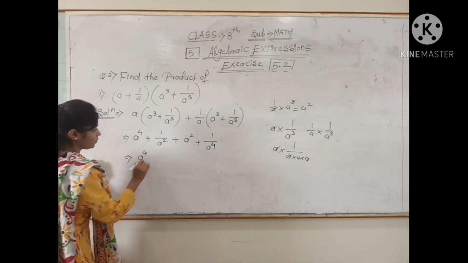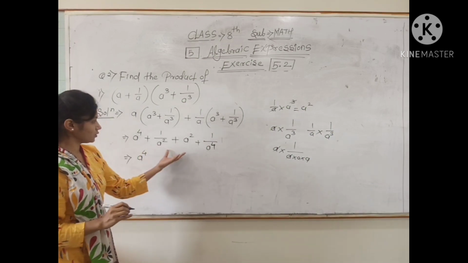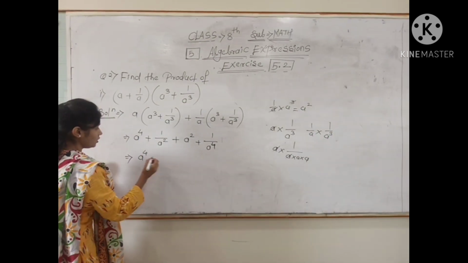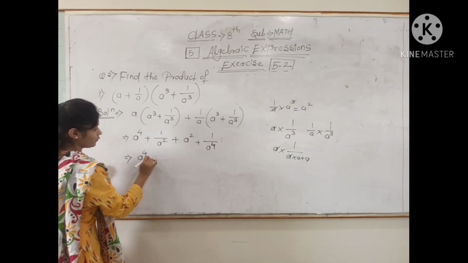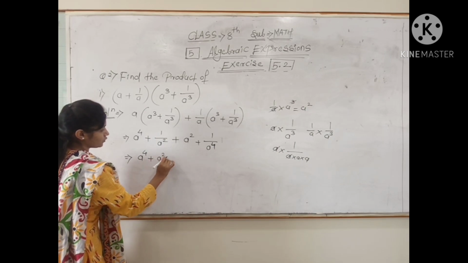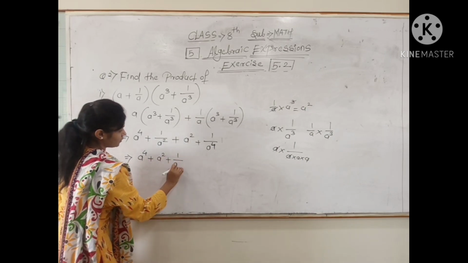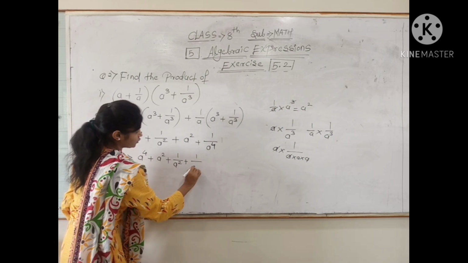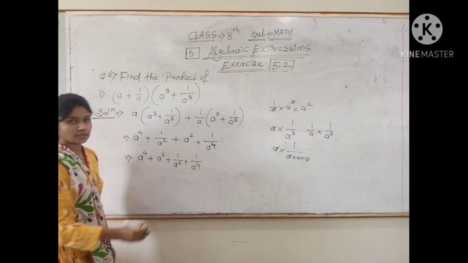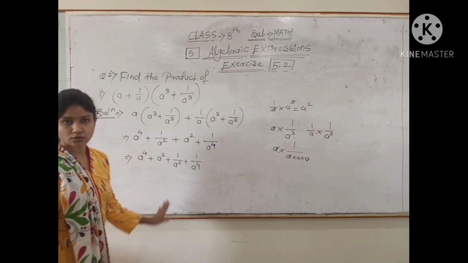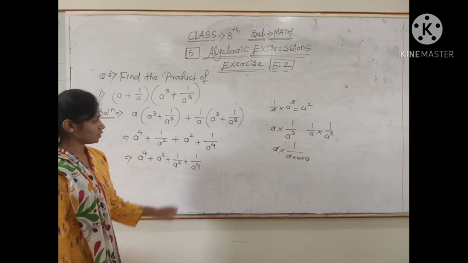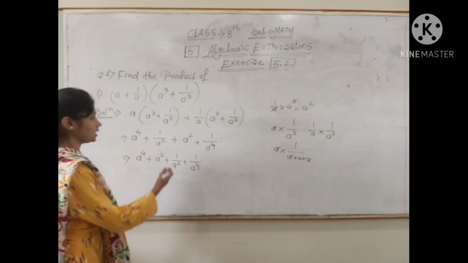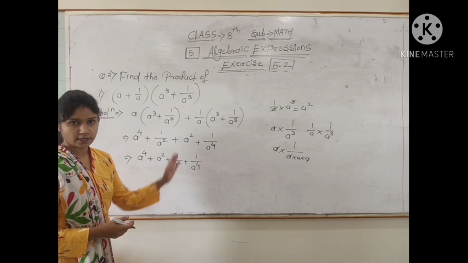Here there is no like term, so all the terms are different. So a raised to the power 4 plus a square plus 1 upon a square plus 1 upon a raised to the power 4. This is how we have to solve this type of question. We have to solve similar questions according to this method.